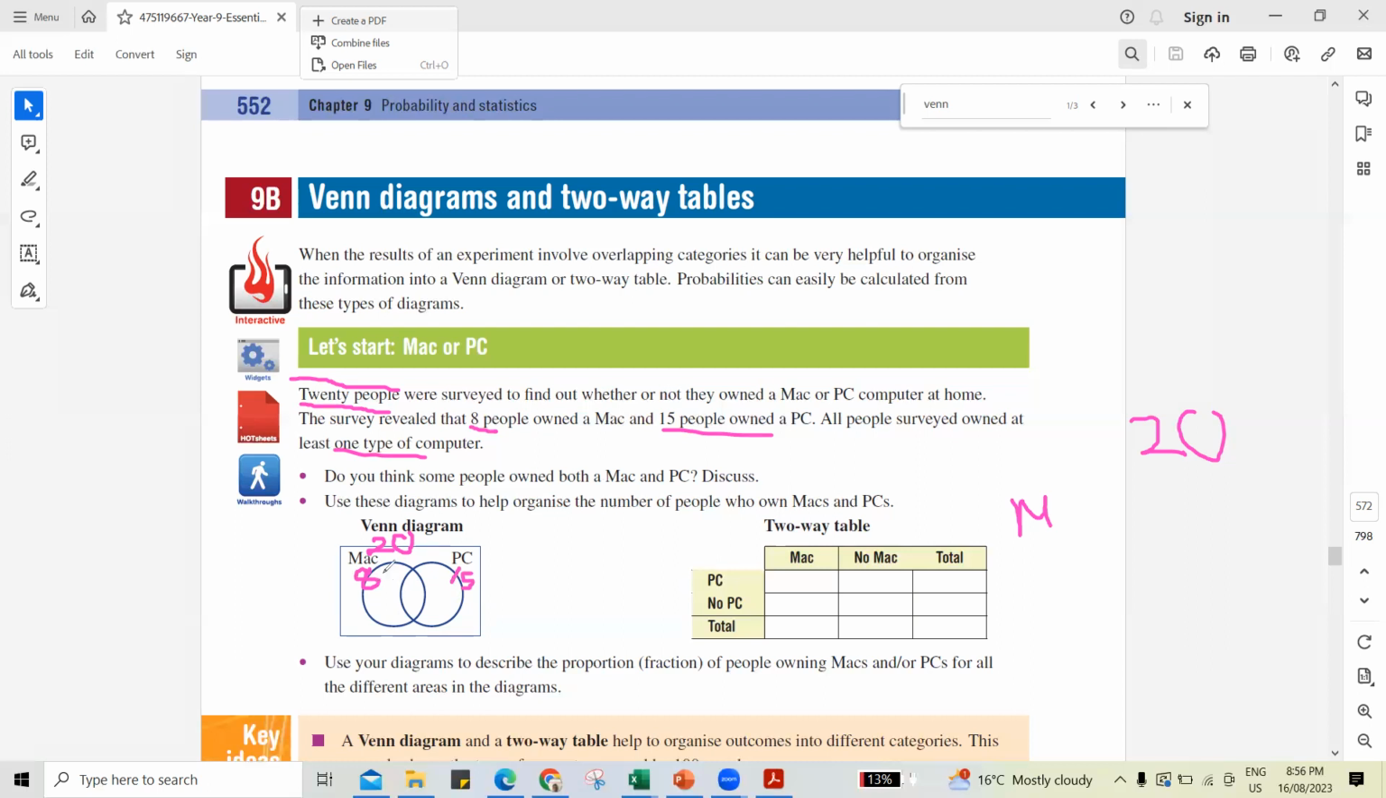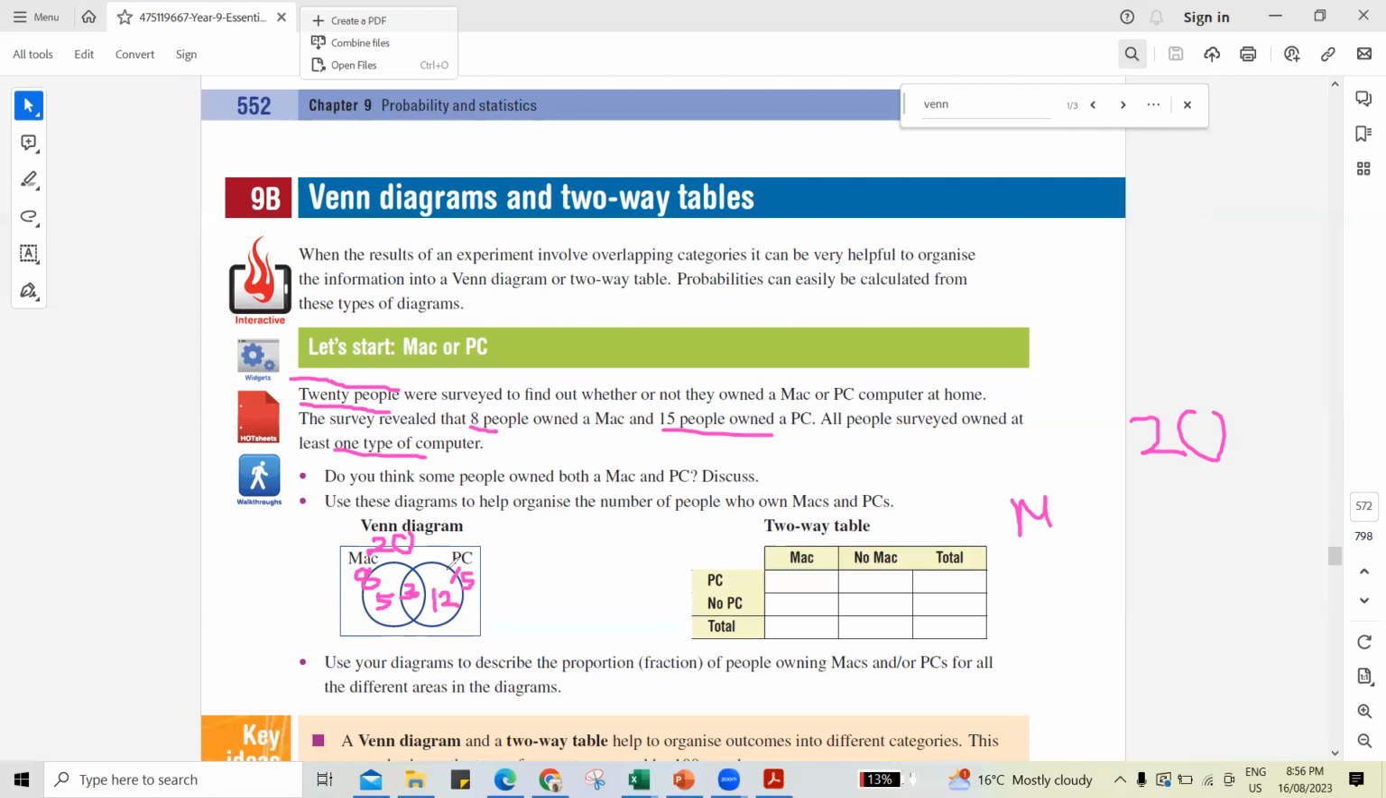If you add this together, how much? 8 plus 15 is 23. That means 3 extra. That 3 you can put here. Then if you put 3 here, 5 remains, and 5 plus 3 is 8, this circle. And here 12, and 12 plus 3 is 15.